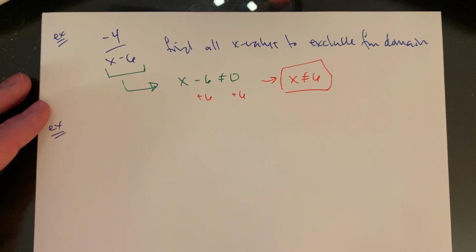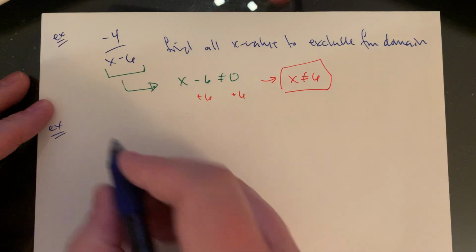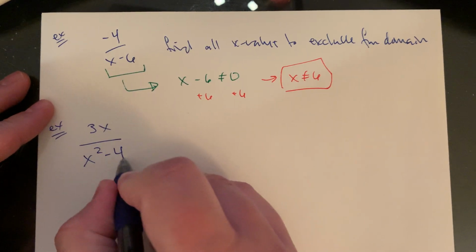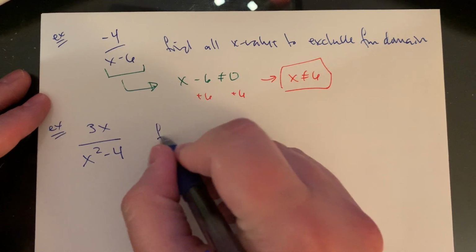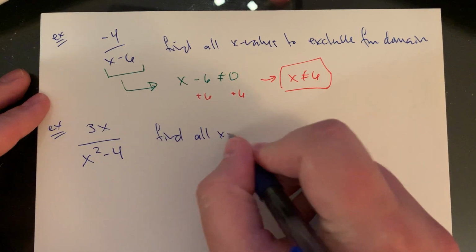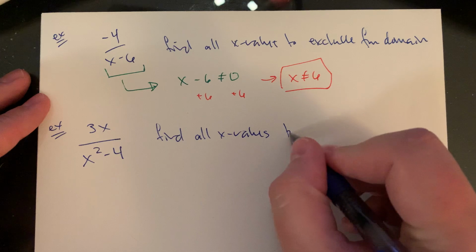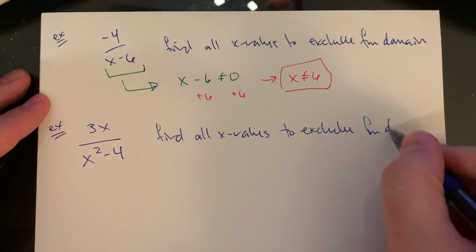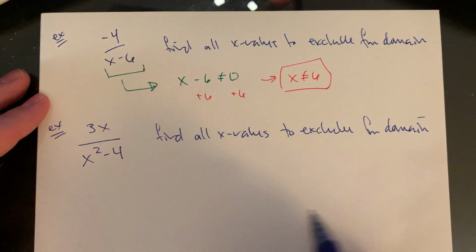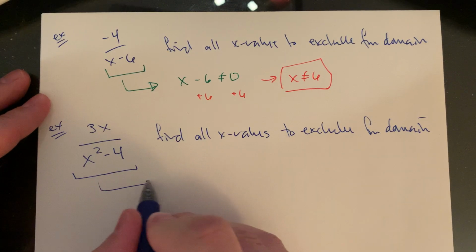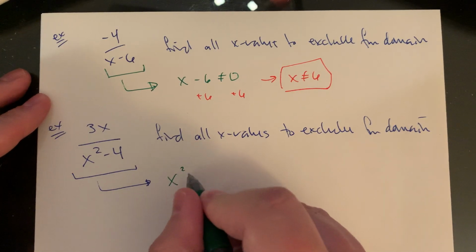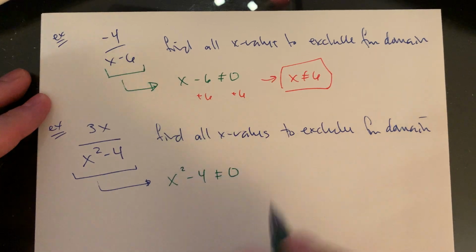What would one look like that was a little bit more complicated? How could we take this up a level? What if we have a bigger polynomial on the bottom? Maybe something that we'd even need to factor. So same thing, right? Find all my x values to exclude from the domain. So again, I'm not even really looking at the top at all. All I'm looking at here is this x squared minus 4.